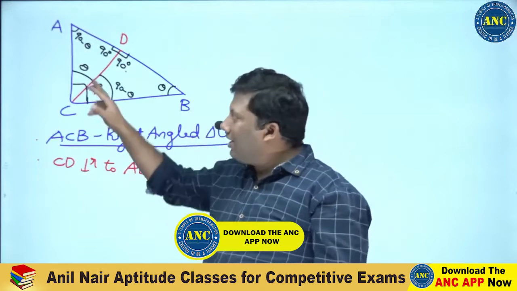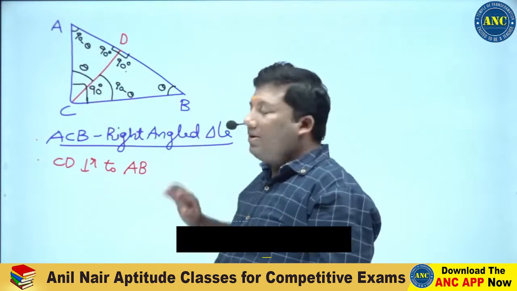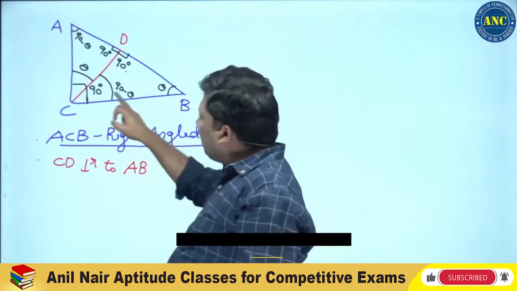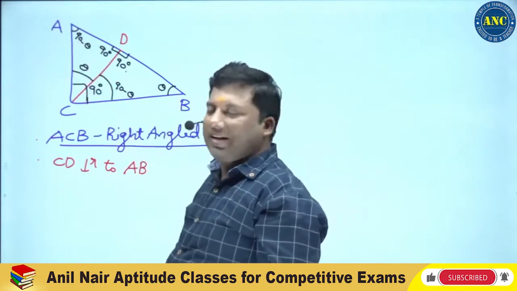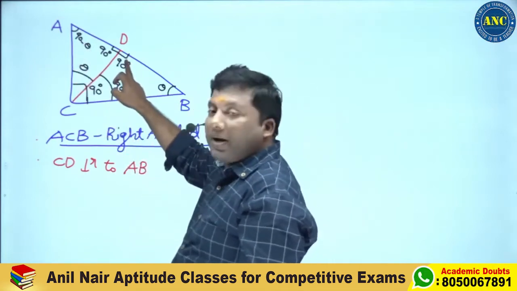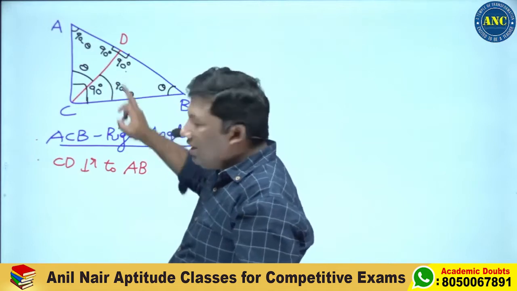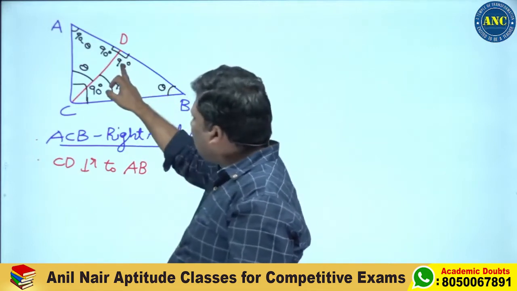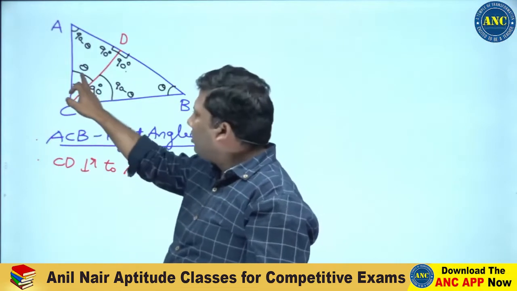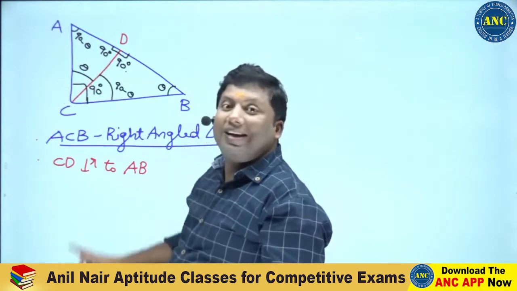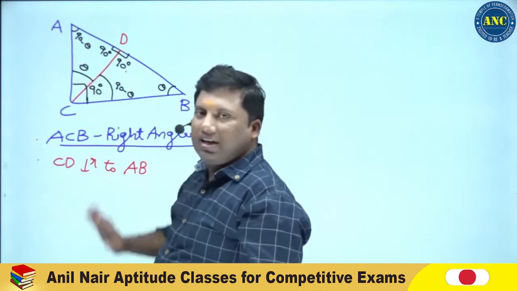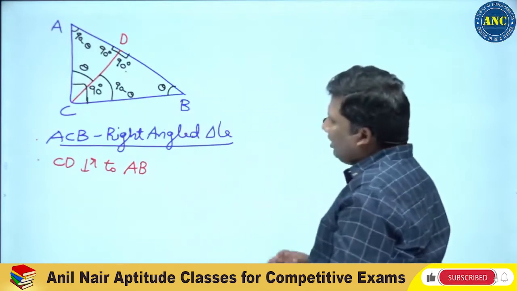I hope the idea is clear. ACB is a right angled triangle. Angle C is 90 degrees. Theta, 90, this will become 90 minus theta. This is a perpendicular that is dropped, so CD is 90 degrees. Entire value is 90, so this will be theta. Entire angle in a straight line is 180: 90, 90, theta, 90 minus theta.